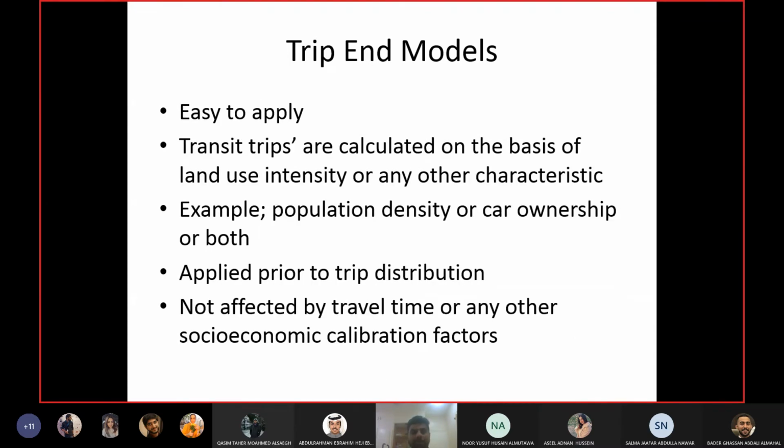But trip end models are easy to apply. You just have to find out the traveler characteristics. He's a poor guy, he'll go by transit. He's this guy, he goes by this. And transit trips for trip end models, transit trips means the trips which are taken by public transport. They are calculated on the basis of land use intensity, or any other characteristic. So if this is the land use of the area, then you will have this many people traveling by transit.